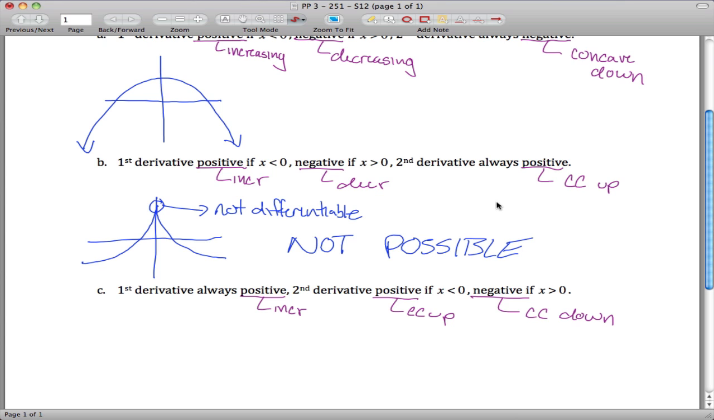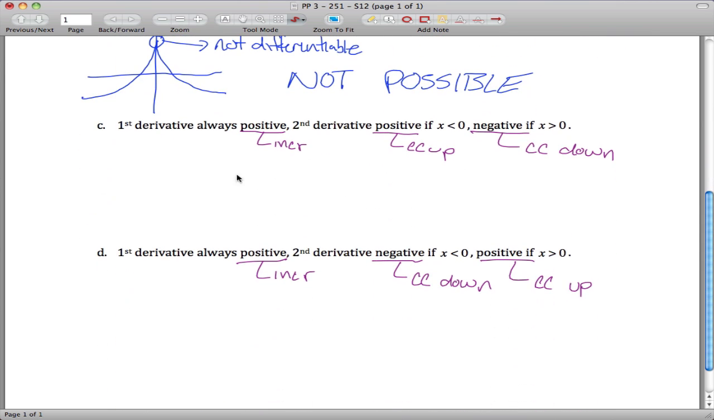Another way you can convince yourself of that is the second derivative is the derivative of the derivative. So the second derivative is always positive. What that means is that our derivative is always getting bigger. Well, if it's always getting bigger, we can't go from a positive number to a negative number. To go from a positive number to a negative number, you have to get smaller. So if the second derivative is positive, it's always getting bigger. We couldn't possibly go from a positive to a negative. So this one is not possible. And that's good news because it'll be easier to find C and D.